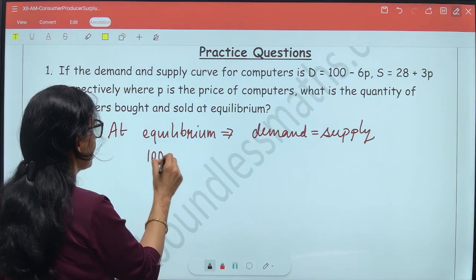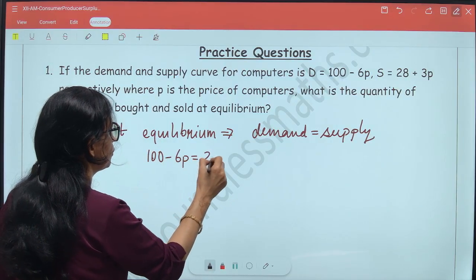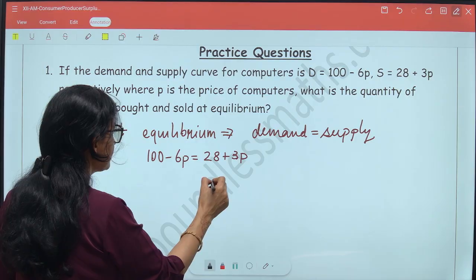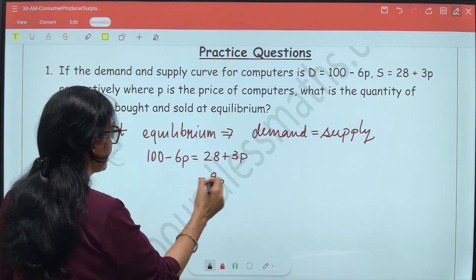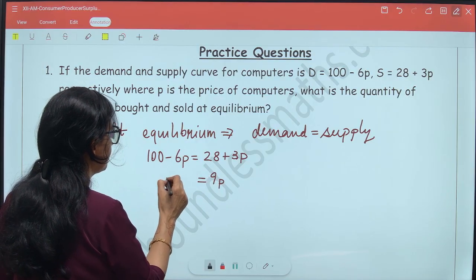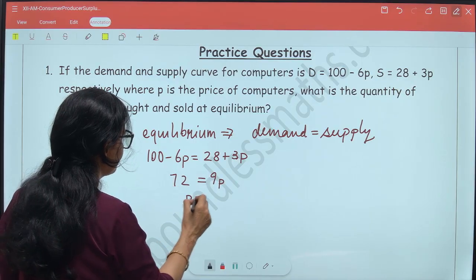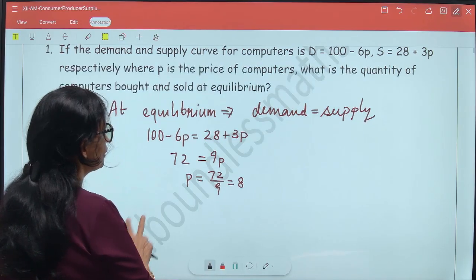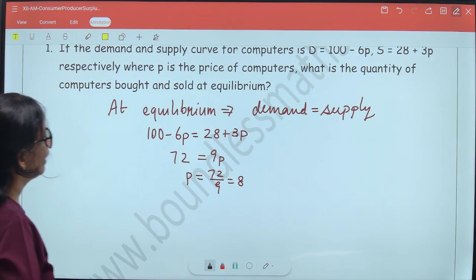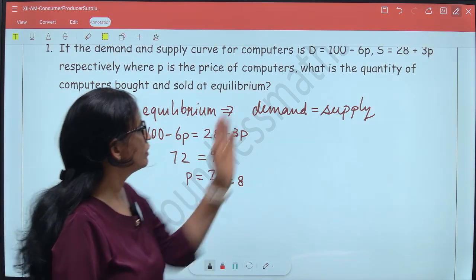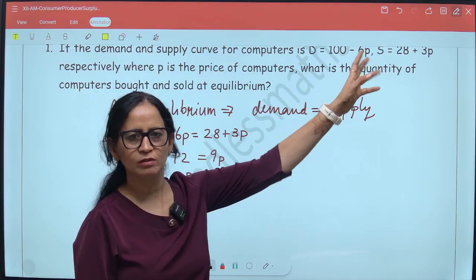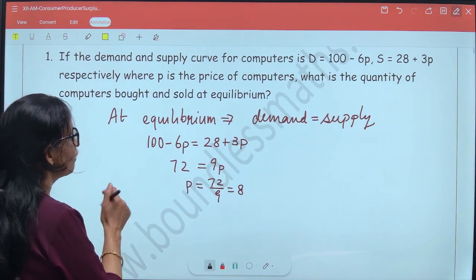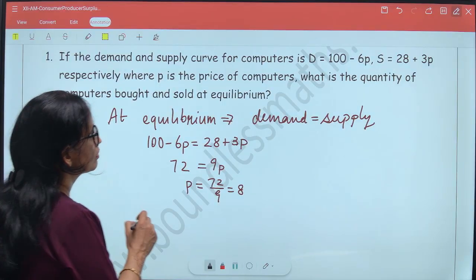So this means 100 minus 6p is equal to 28 plus 3p. Take 6p to the other side, it becomes 3 plus 6 is 9, and 100 minus 28 becomes 72. So that means the value of p is 72 by 9, and that is 8. Once you have the value for price, you can put it either into the demand function or the supply function, because it is the equilibrium point, both are equal, so either will work. To find the quantity, so let's use the supply function.